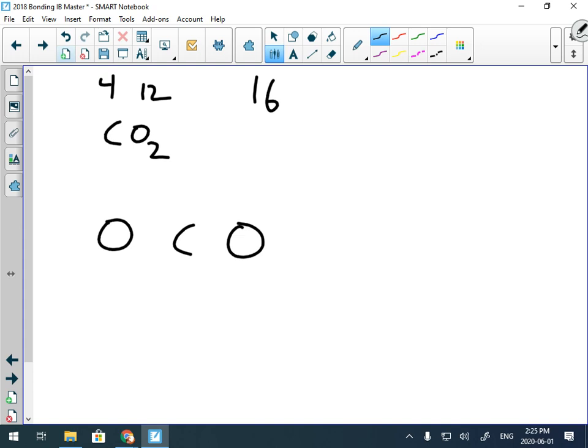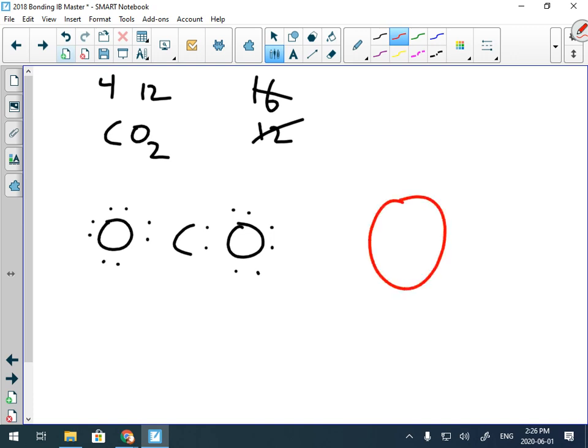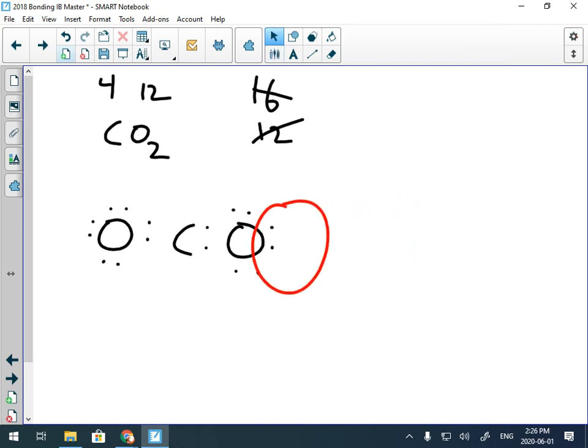First step is link it up. 1, 2, 3, 4. I've got 12 electrons left. Next step, put peripherals on. 1, 2, 3, 4, 5, 6. 1, 2, 3, 4, 5, 6. 6 and 6 is 12, we're done. Do my peripherals fulfill the octet? Let's check our oxygen. The answer is yes.